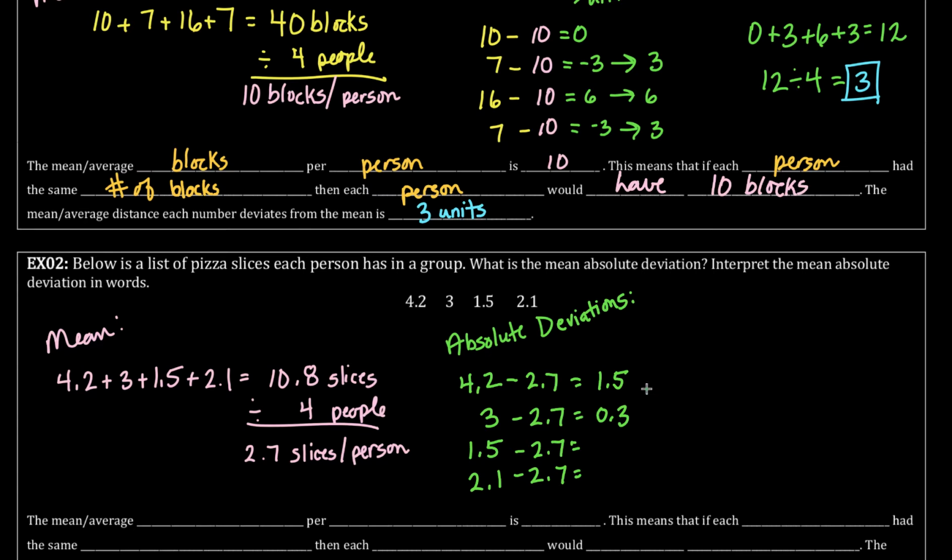1.5 minus 2.7 is negative 1.2. The absolute difference, though, is positive 1.2. And 2.1 minus 2.7 is negative 0.6, but the absolute deviation would be positive 0.6.